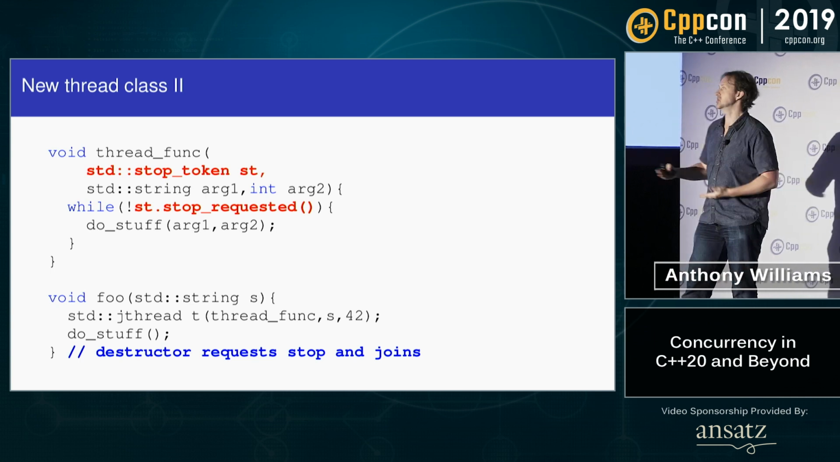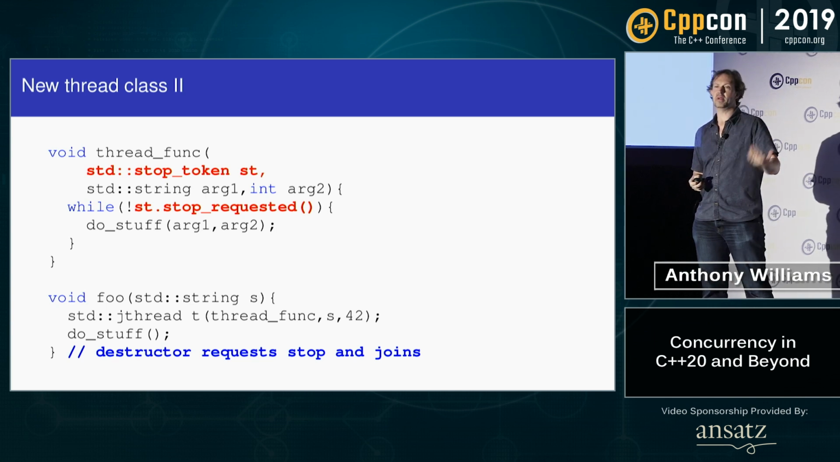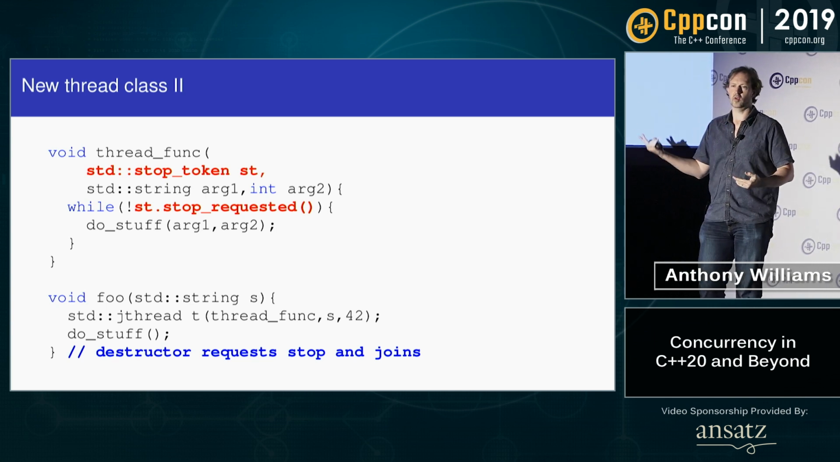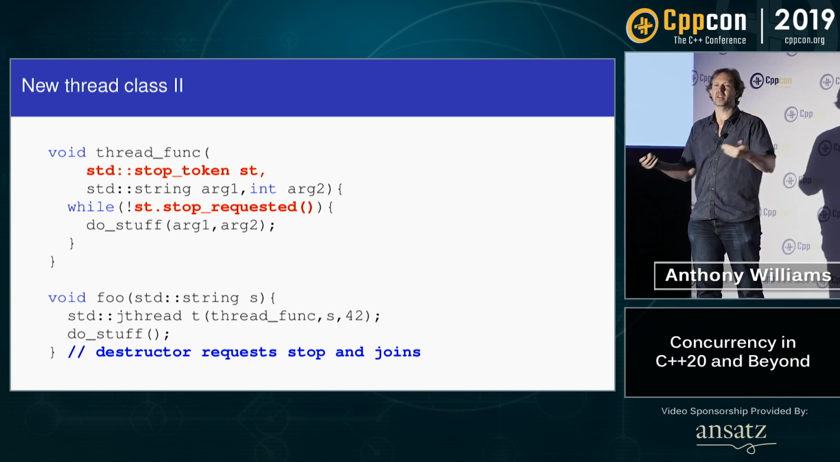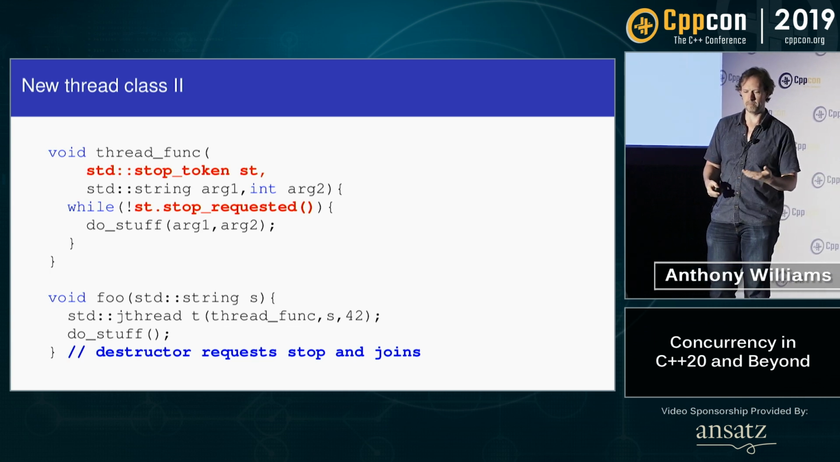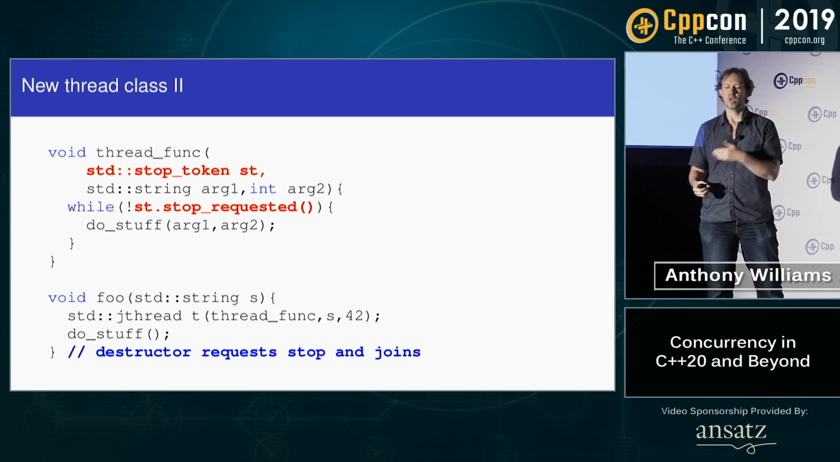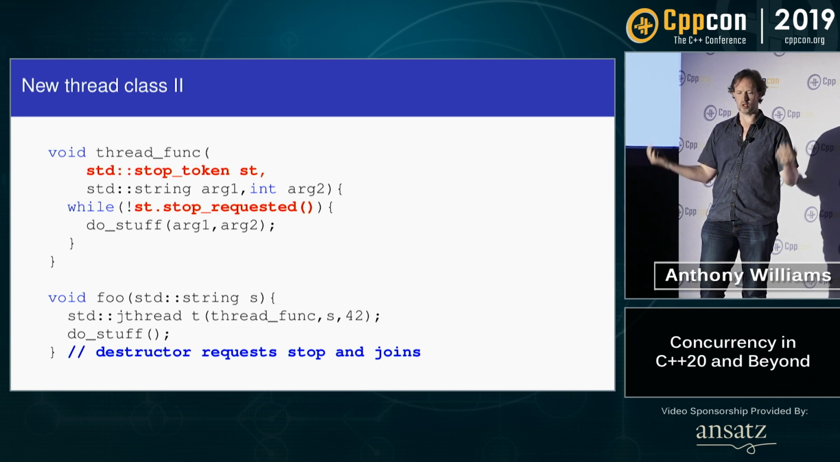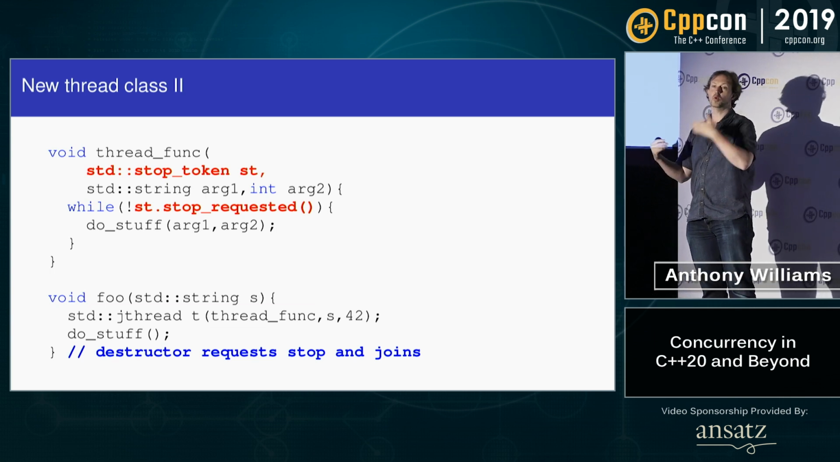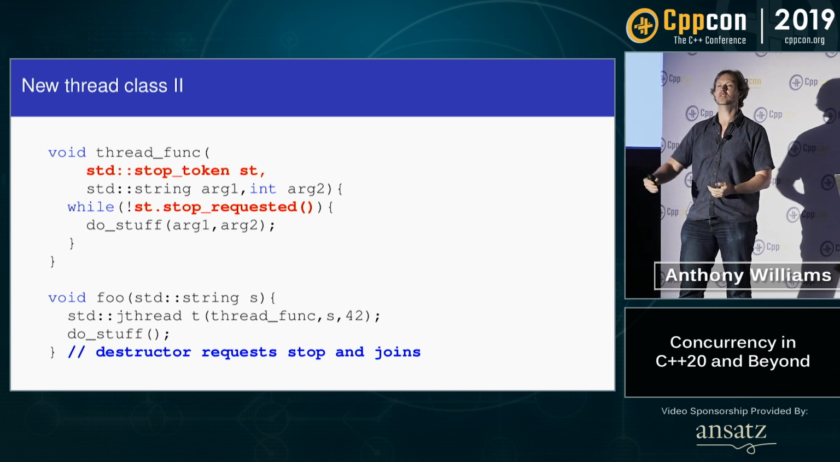And then obviously the purpose of having this stop token is that you're going to periodically check it. So we have our while loop here. While I'm not being asked to stop, then I'm going to keep doing my stuff. And then obviously at the end of foo, the destructor for JThread is called. And this will request that the operation is stopped and then wait for the thread to finish.